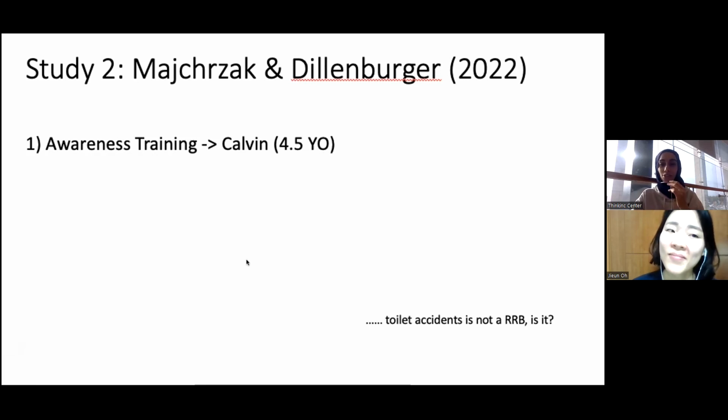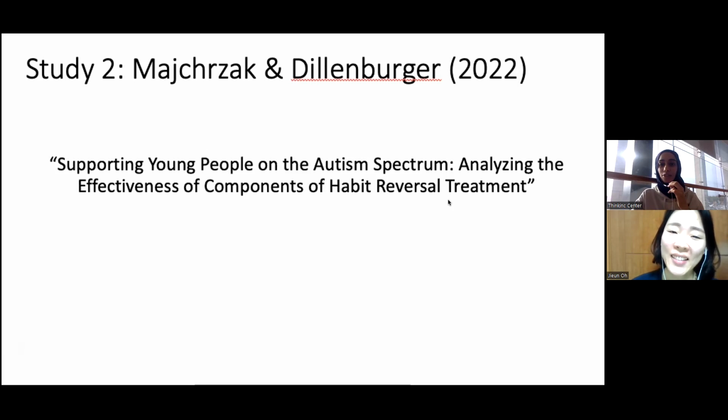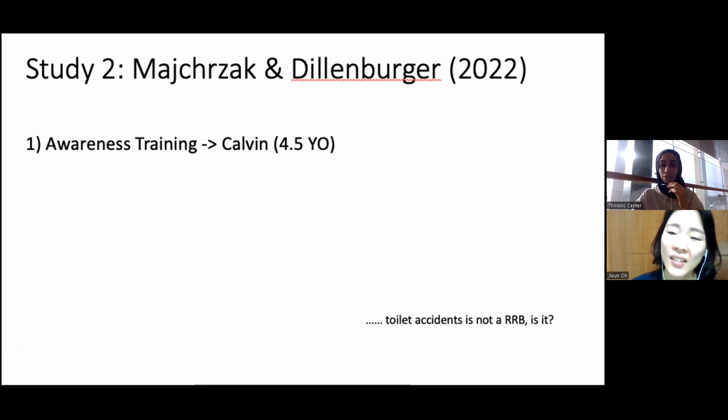So my first issue with this paper was that they claimed the use of habit reversal training or treatment, but they're using it with toilet training. So that did not make a lot of sense to me. I'm not sure why that was done.